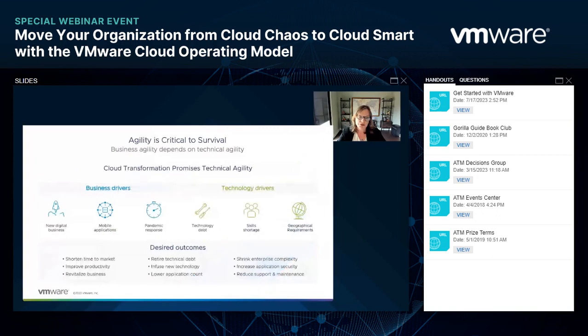So what we found over the past few years, it's always been true, but it's never been more clear than during the pandemic, is that agility is critical to survival. We've always heard survival of the fittest, but actually it's survival of the most agile.